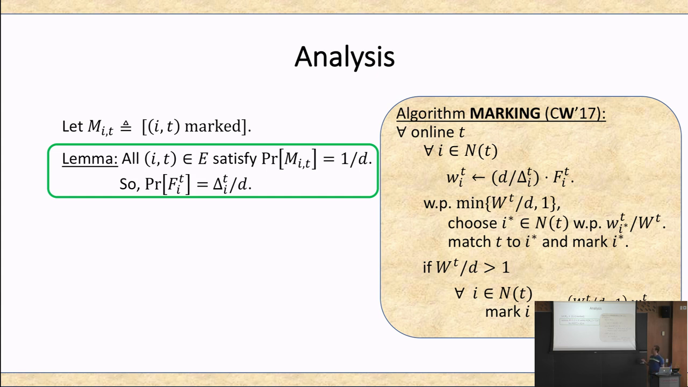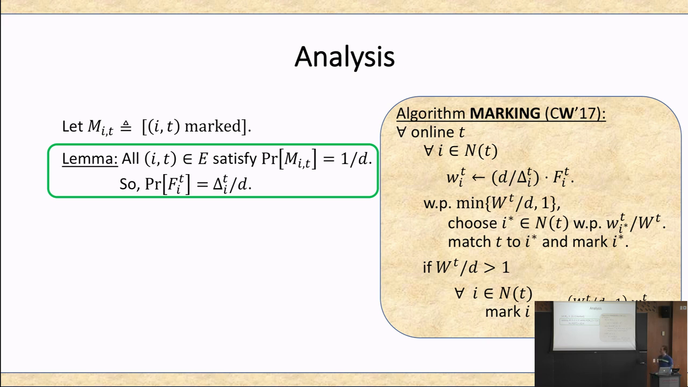And I claim that this means that the probability of I being free at time t is delta ti over d. Just to see this, fti is just 1 minus the sum over all these guys. For me to be free, I need to not have been marked before. Every time your degree increases, the probability of being free decreases by 1 over d, and this decreases every time you get an extra d. Delta ti was the residual, it's d minus the degree so far.